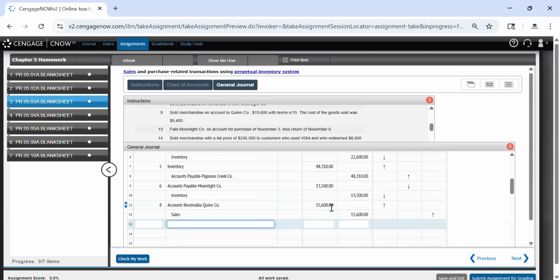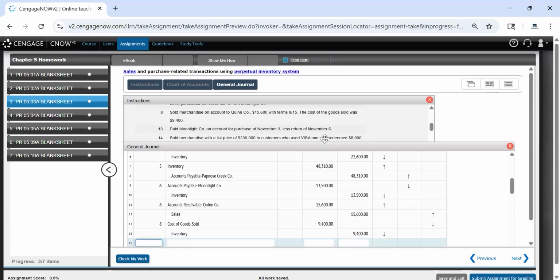We need our credit to sales, and then we need to make our cost of goods sold entry. Cost of goods sold was 9,400 because that's the cost of the inventory. And then we're going to reduce our on-hand inventory by the same amount.